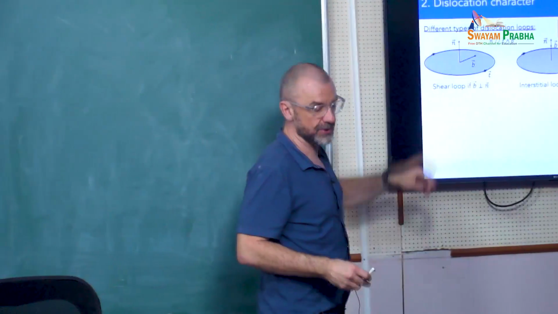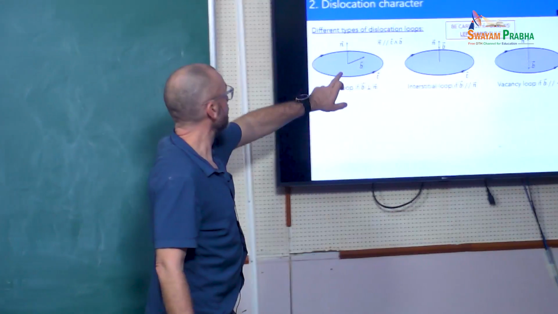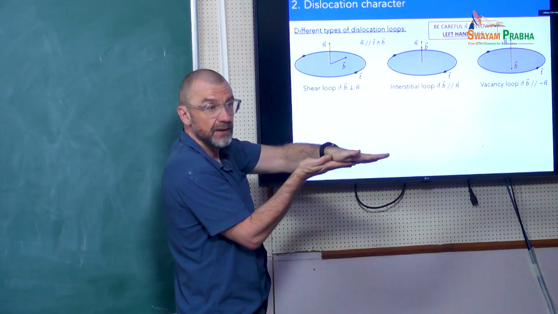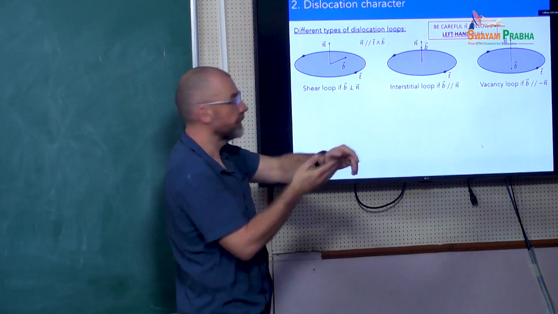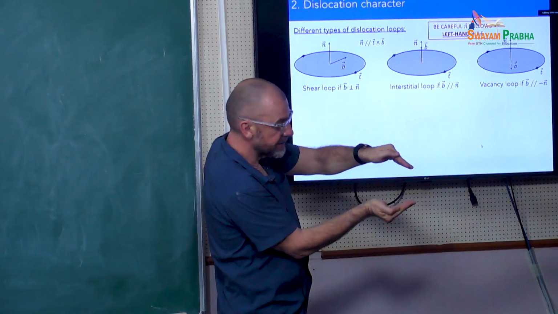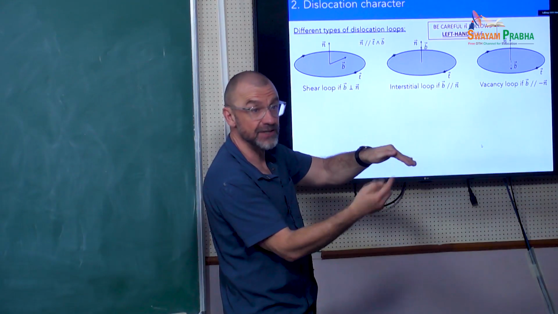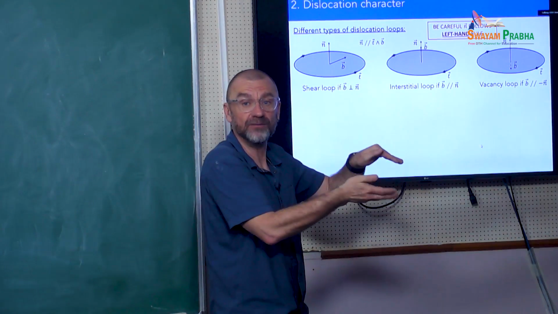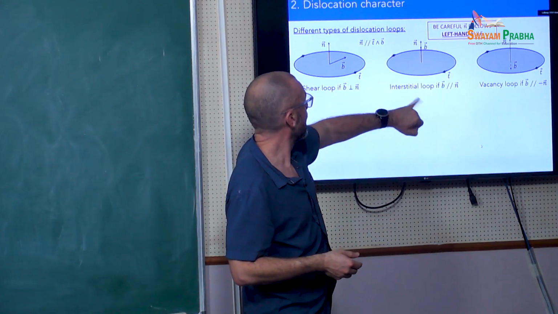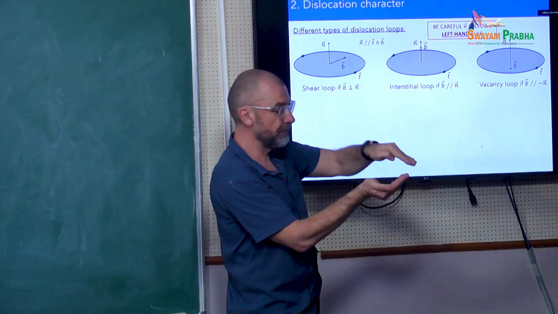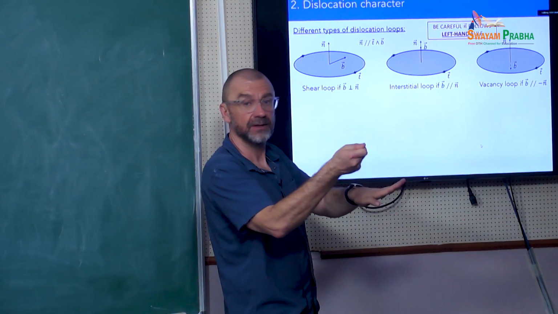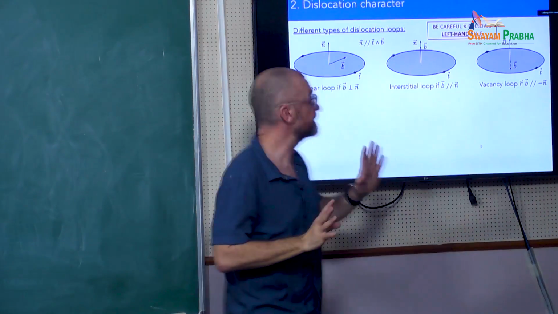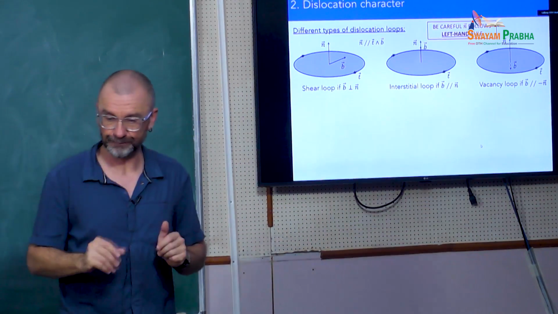We've already said it. When the shear that I apply is parallel to the cut surface, then we call that a shear loop. When we create void and we add matter, since we have added matter, these are the equivalent of interstitials. We have more atoms, so this would be called an interstitial loop. And if we had to remove matter, these are vacancies. So this is a vacancy loop. So we have three types of loops.